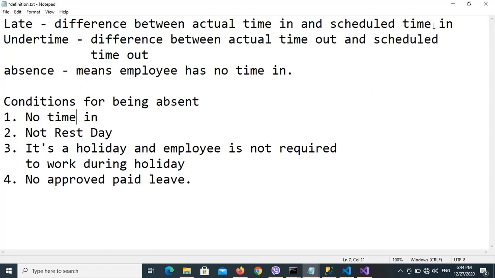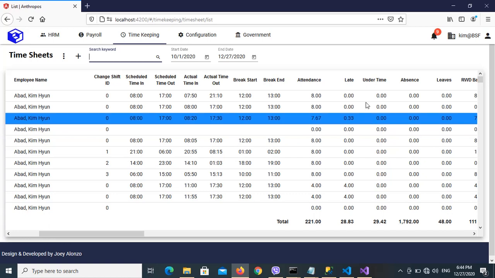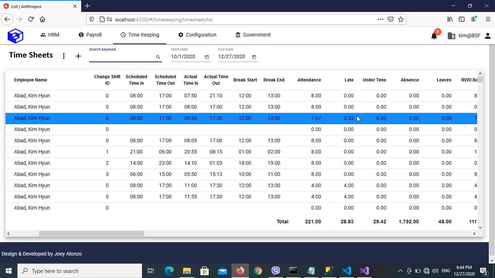And then of course there should not be an approved paid leave on that day without time in. Now let's go back to the timesheet. So for late, as you can see here, there is a late of 0.33. That's because the scheduled time in is 8 a.m. but the actual time in is 8:20. So there's a late of 20 minutes. That's why there's a late of 0.33. And also, please notice that it is also deducted from your attendance hours. So your attendance hour is not 8 hours anymore, but rather 7.67, because late is already deducted.